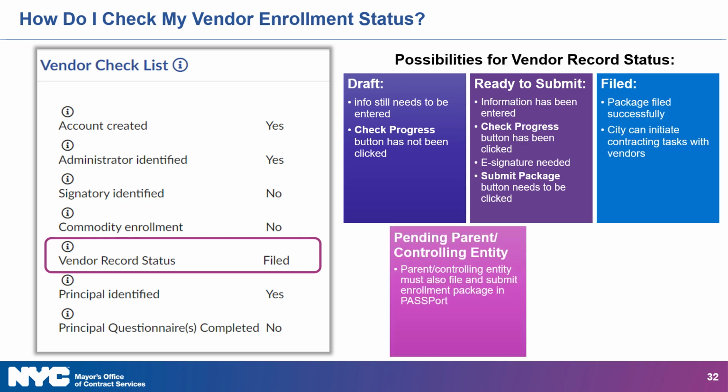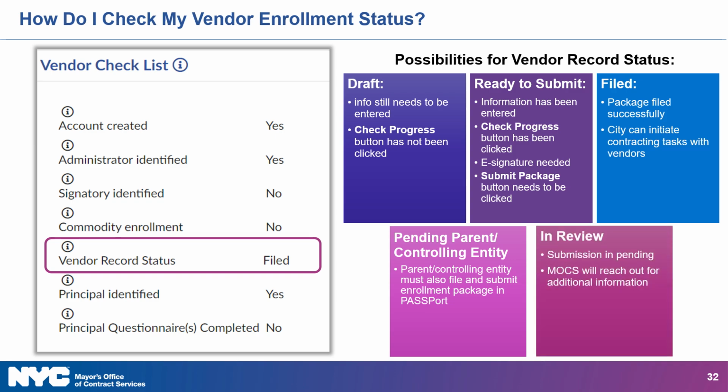The next status is Pending Parent or Controlling Entity. If you have a parent or controlling entity, then that entity must also complete and submit their vendor enrollment package within Passport. And our final status is In Review. Now, what does this mean? Usually it means that the submission is pending review, and if needed, MOCS will reach out for additional information.